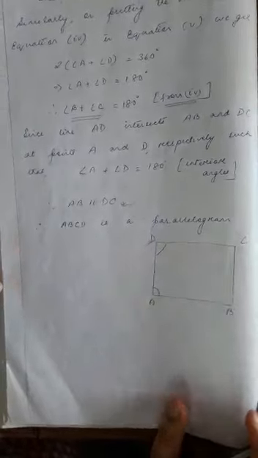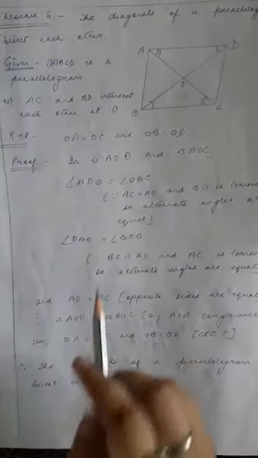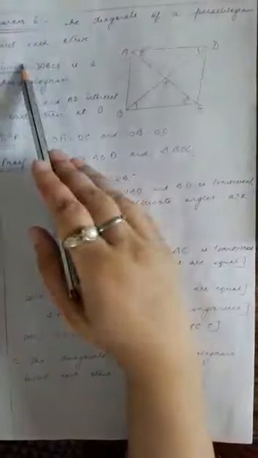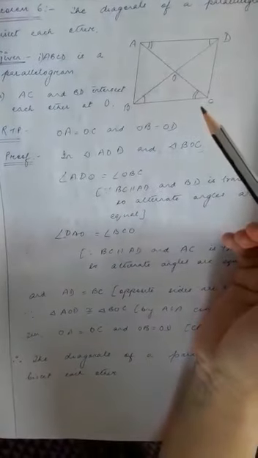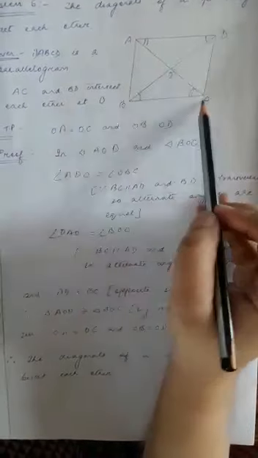Right. So after this, let us go to theorem number 6. In theorem 6, the statement given is that the diagonals of a parallelogram bisect each other. The diagonals AC and BD bisect each other. That means we have to show that OA is equal to OC and OB is equal to OD.